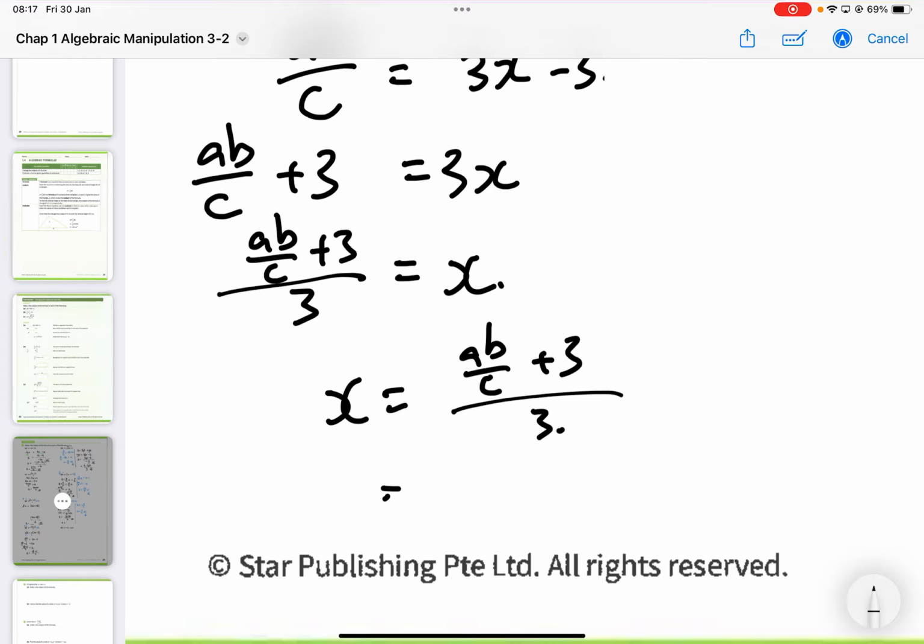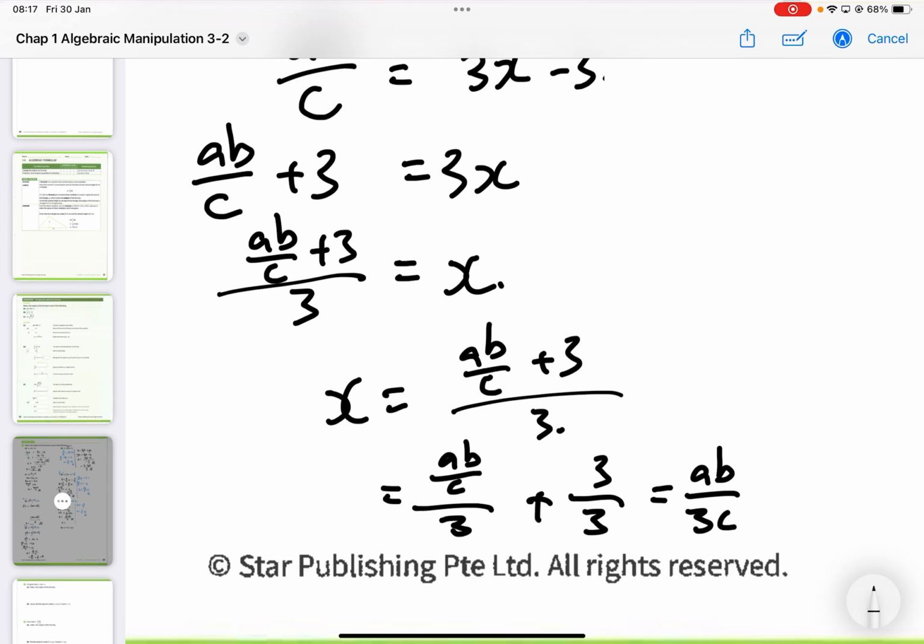But if you want it to look nicer, numerator, denominator, we can split them up into two fractions. AB over C divided by 3 plus 3 over 3. Then AB over C divided by 3 is actually AB over 3C. Then like that it can look nicer. But not necessary. Leaving this like that should also get you full marks.